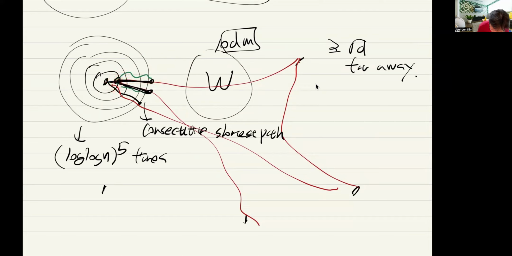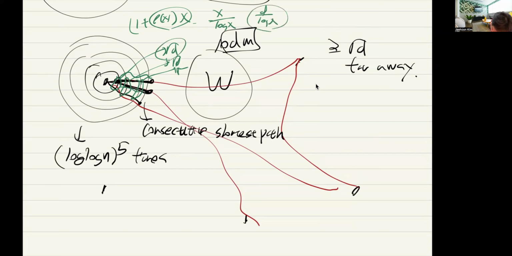So from here, what you can show is that this layer is only square root of D. This layer is only square root of D. This layer is only square root of D. While every time it expands like D, the first time it expands like this, and after that you expand like (1 plus rho x) times x, and then the addition is like x over log x, which is like D over log x, which is bigger than square root of D. So what you can show is that this many times you can expand.